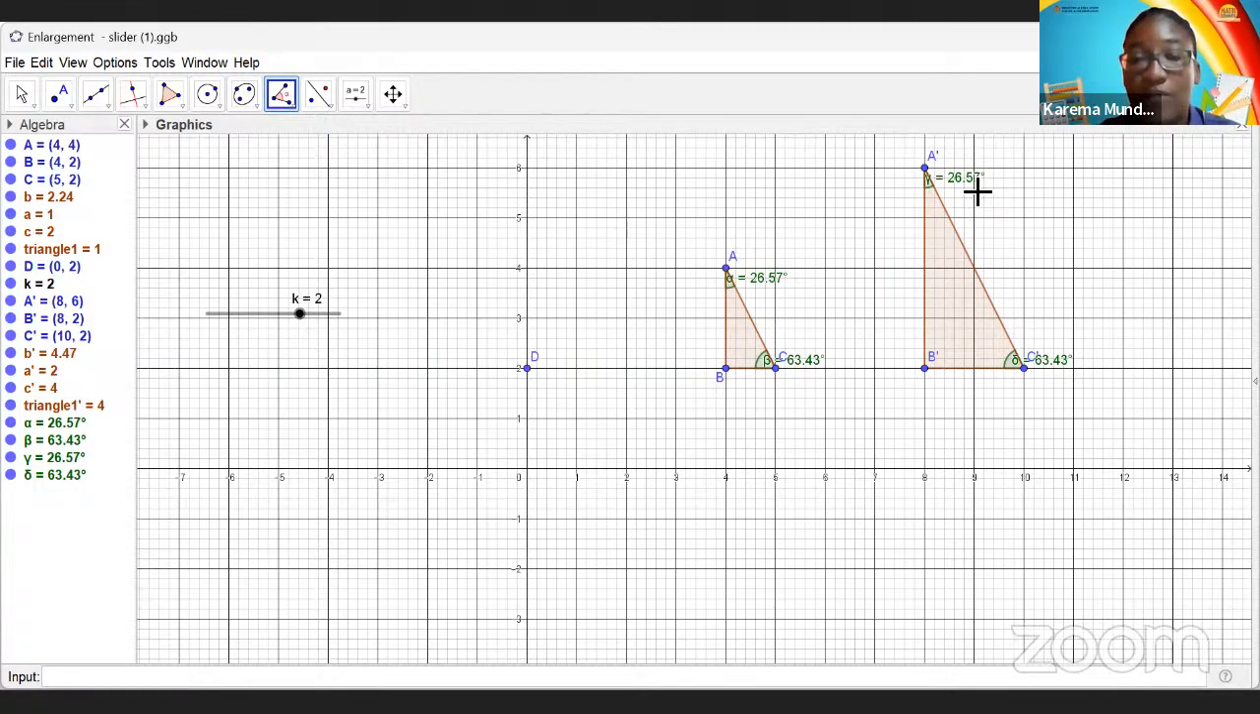So now we're going to be comparing the angle down at C and the one at C prime. And we're looking to see if we're noticing anything about those two angles. How do they compare to each other? Are they the same or are they different? So we're looking at the 63.43 degrees. That's over at C. And when I look over at C prime, what am I seeing there?